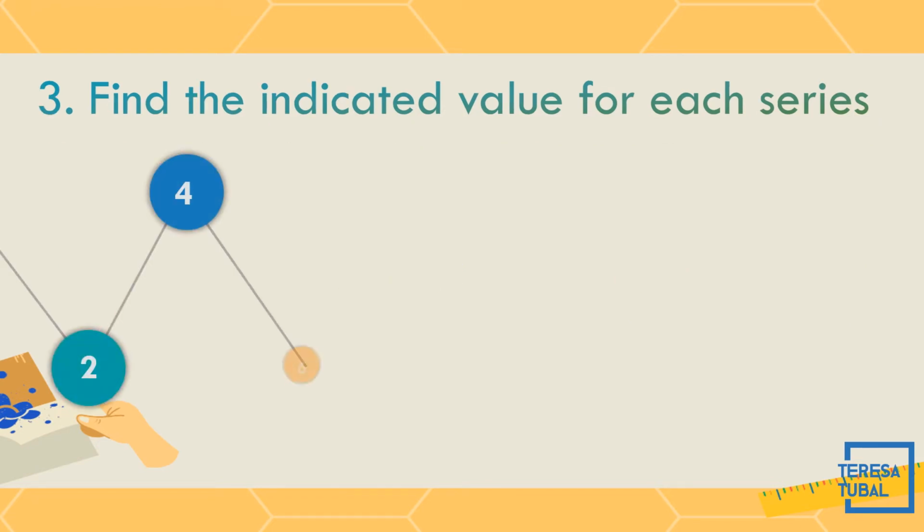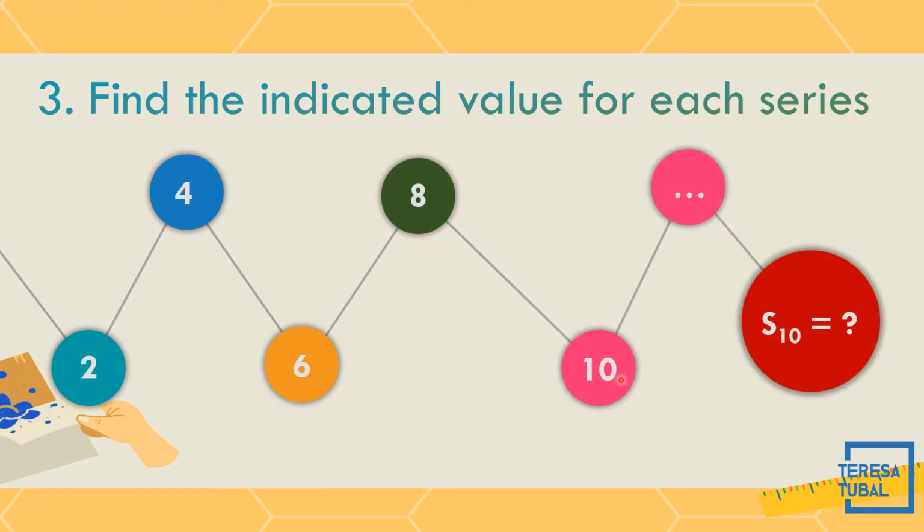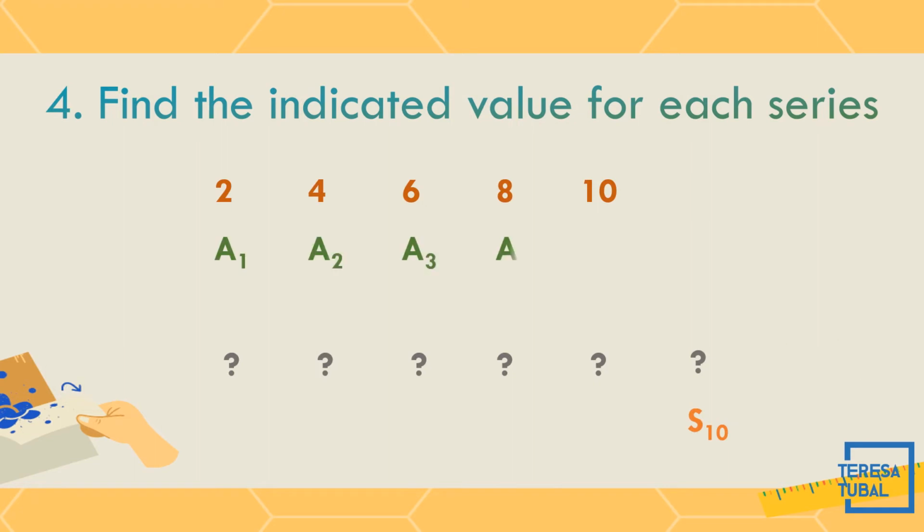Let us find the indicated value of the sum of this series, 2, 4, 6, 8, and then 10. So we need to identify another 5 terms to get the sum of the 10 terms. Our first term, that is 2, second term is 4, third term 6, fourth term 8, and our fifth term, that is 10. So let us observe what could be the pattern. The pattern is 2. So 2 plus 2, 4. 4 plus 2, 6. 6 plus 2, 8. 8 plus 2, 10. So it means after 10, that is 12, our sixth term.